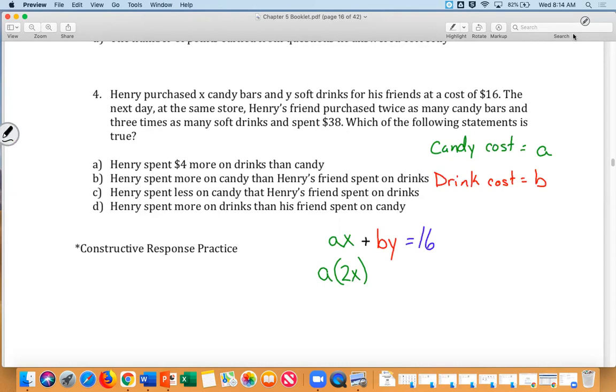Plus, now it says 3 times as many soft drinks. So soft drinks still cost B, but this time I bought 3 times as many, 3y. You guys see where that came from? Equals 38. Good catch.